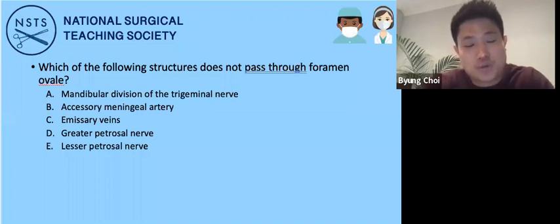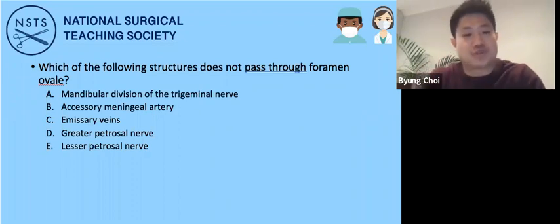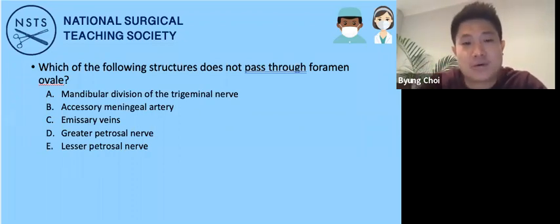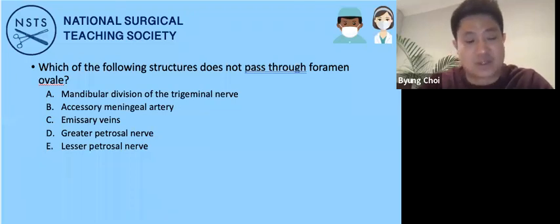Okay, so the answer to this question would be D, the greater petrosal nerve. Now, I always found these type of questions really tricky because with all the cranial foramina and all the small structures that go through it, it might be quite difficult to remember some of the lesser structures that we meet along the way in med school and then in our revision.